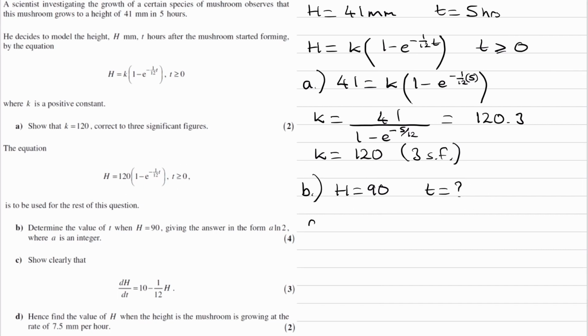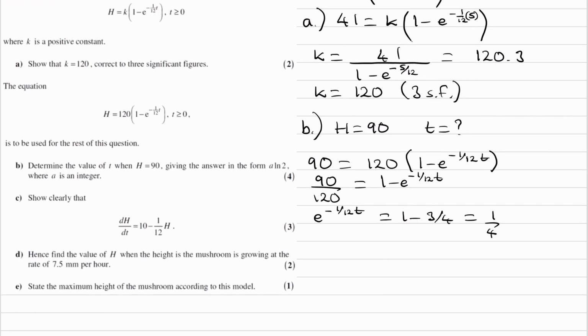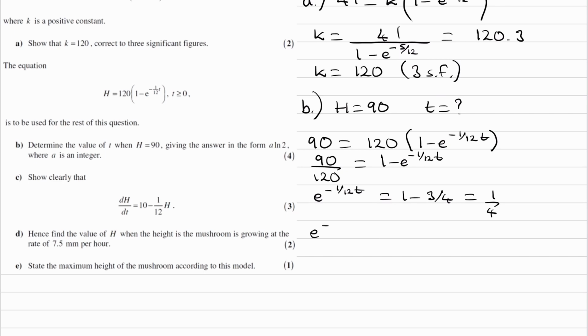So then we get 90 is equal to 120 times 1 minus e to the power of minus 1/12 t. So then I can divide by the 120. 90 over 120 is 1 minus e to the minus 1/12 t. 90 over 120 is 3 over 4. I'll move that to the right and move the exponential to the left. e to the minus 1/12 t is 1 minus 3 over 4, which is the same thing as a quarter. So then e to the minus 1/12 t is a quarter.